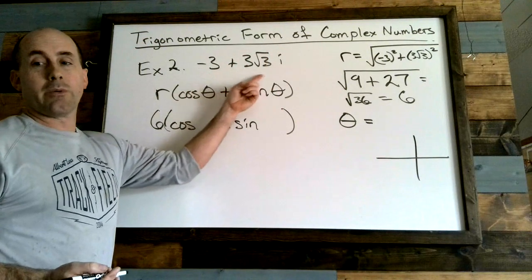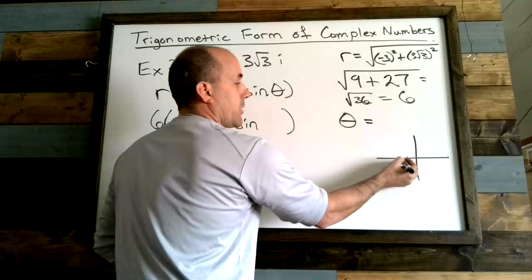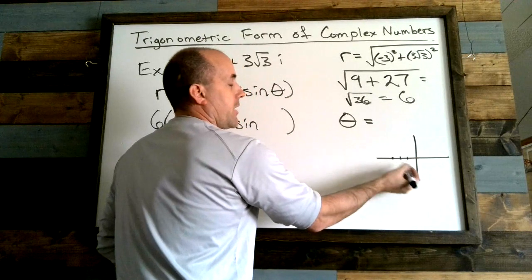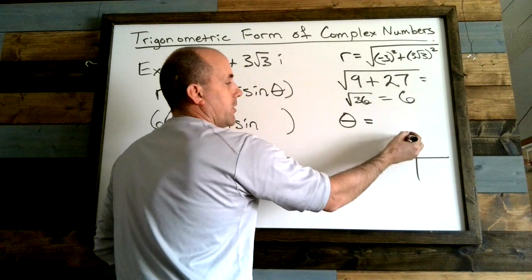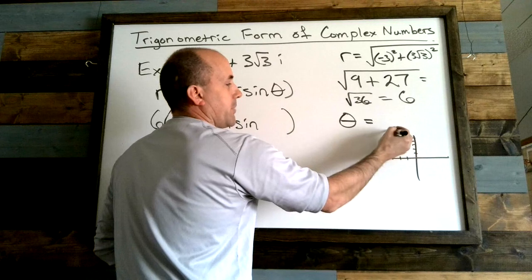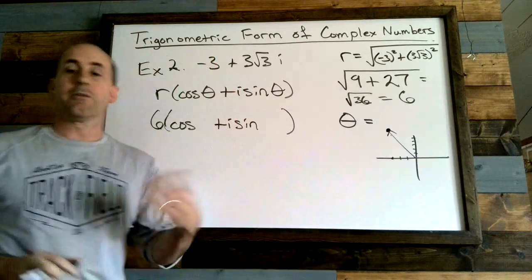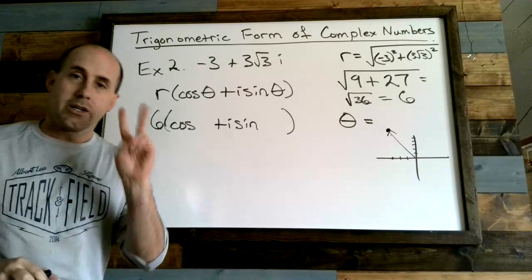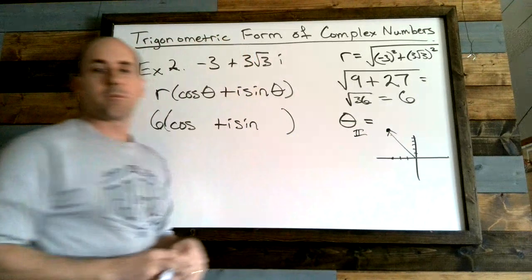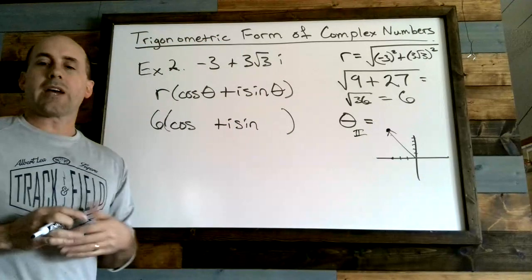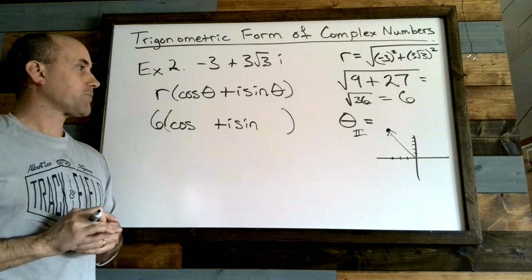-3 plus 3 roots of 3i. So -3 would be back 3. And then 3 roots of 3i, I don't really know what that is. It's probably something way up here. The point is, which quadrant am I in? Are you in the first, second, or third quadrant? You're in the second quadrant. So if you're in the second quadrant, that's going to affect your angle.